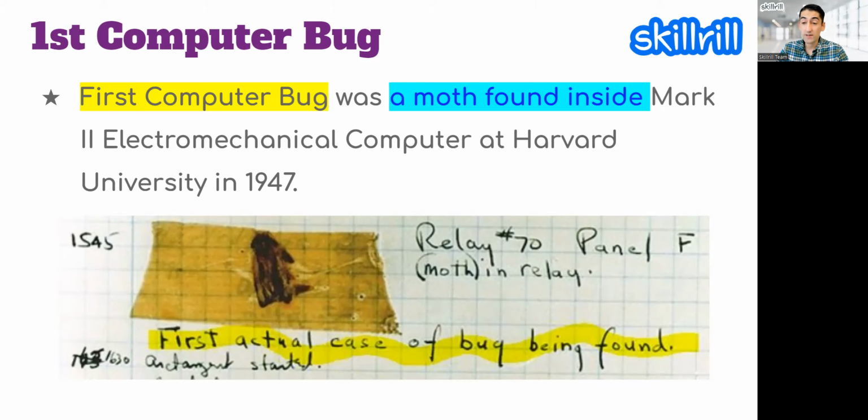In 1947, it was at Harvard University Computer Lab, and the fun part is that it was an actual moth stuck inside the computer. So it was actually causing some malfunction, and then they had to dig into the hardware, and then they found this creature, and then they took it out, and that was the cause, and they took a note, like we always do. Testers, when you find a bug, you take an evidence of the bug.